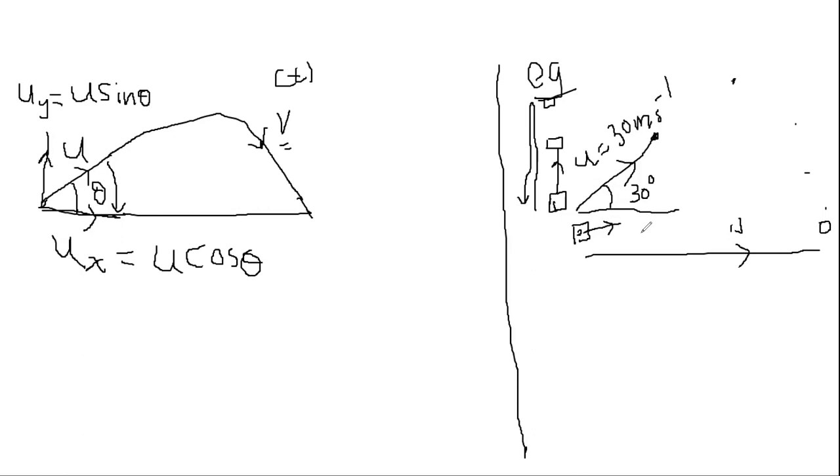Why do we break them into 1D? Because we can use the SUVAT formulas. The four formulas can be used because they only work for 1D. We cannot use them for 2D. You don't have one for 2D.